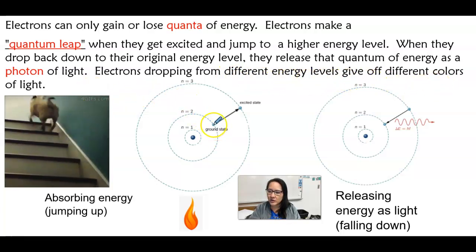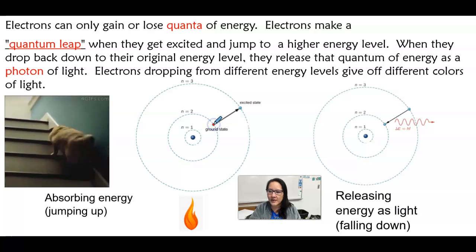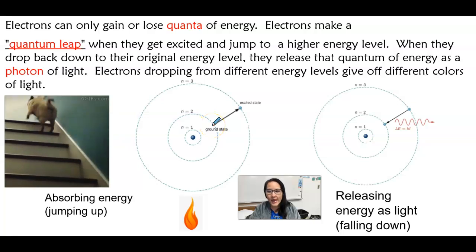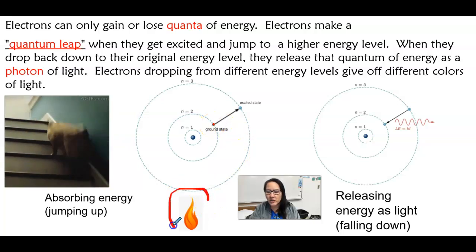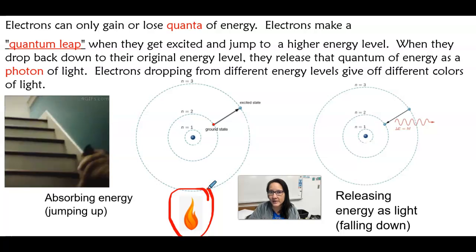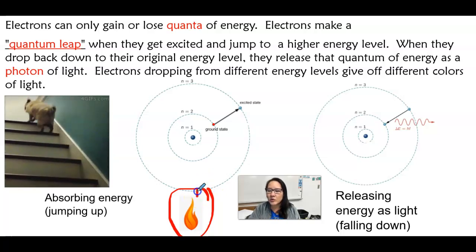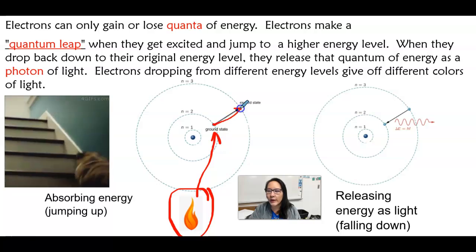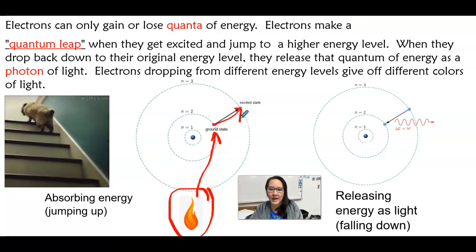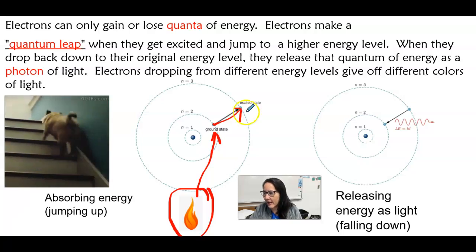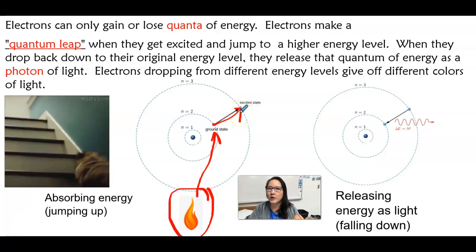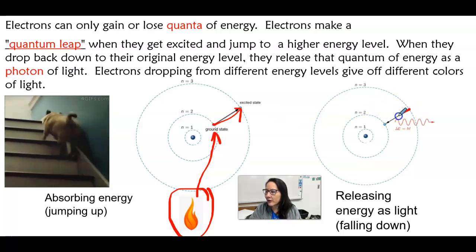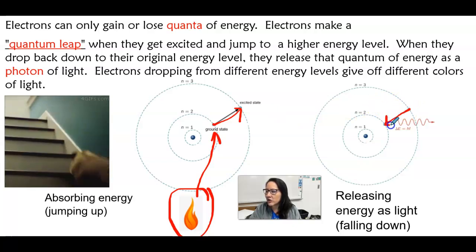So this electron is at a lower point, and that is considered its ground state at energy level number 2. It has to absorb energy, like energy given off from heat, for example. And then when it absorbs that energy, it is able to jump to energy level 3, become excited, and be at a higher energy state. And then at some point, what goes up must come down. So it's going to go back from energy level 3 down to energy level 2.